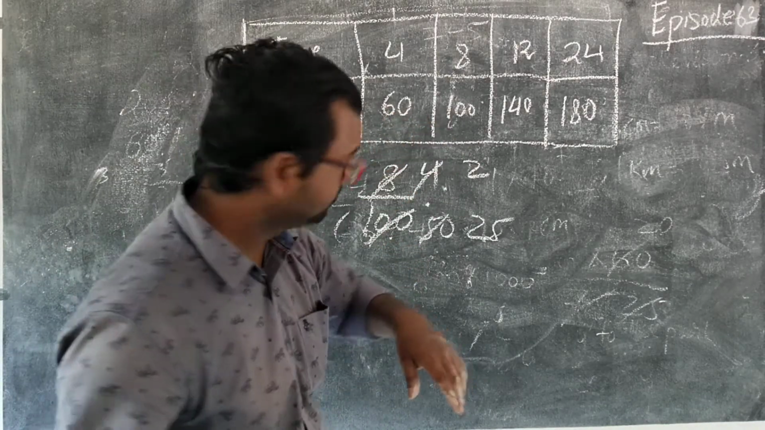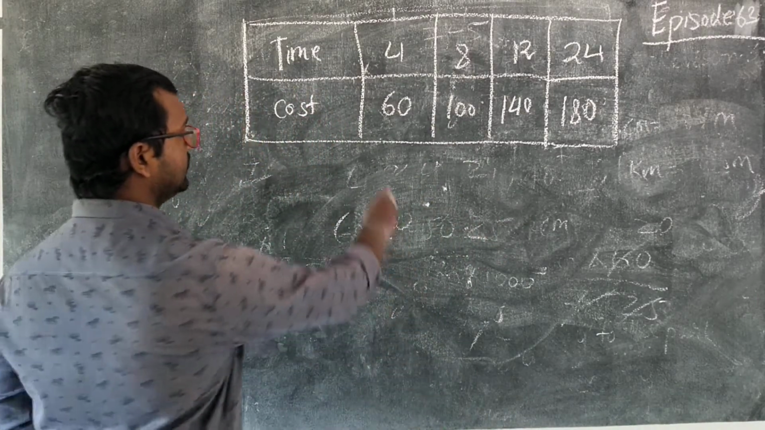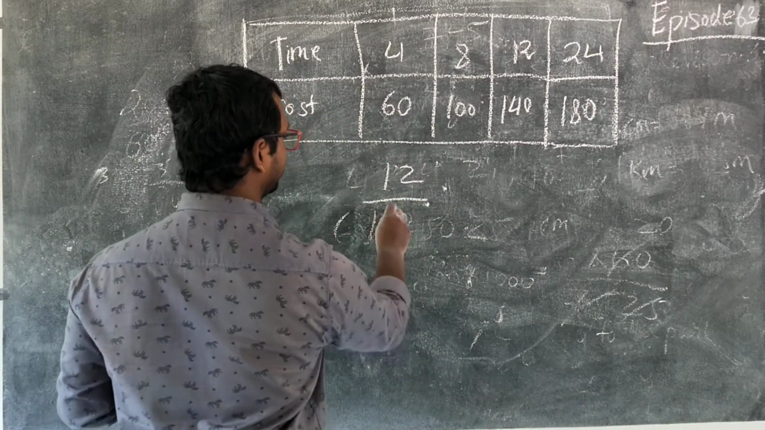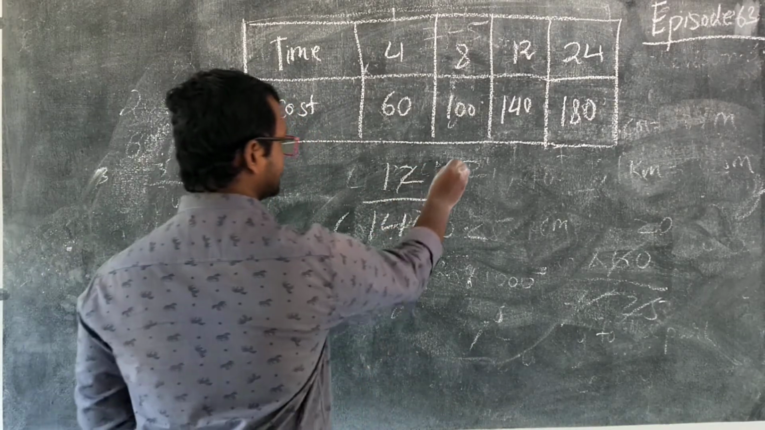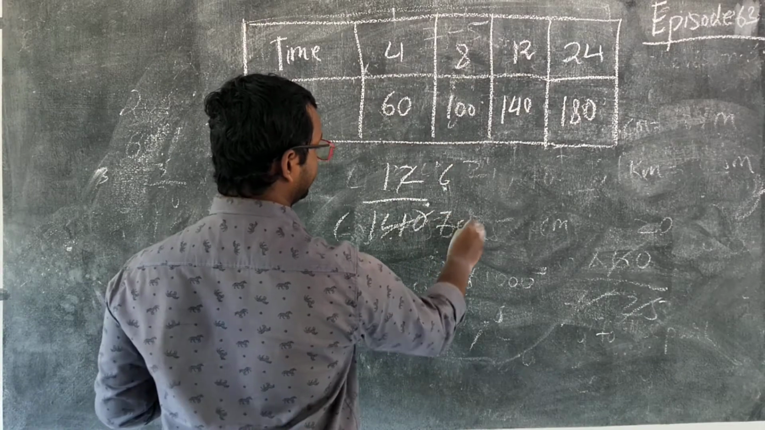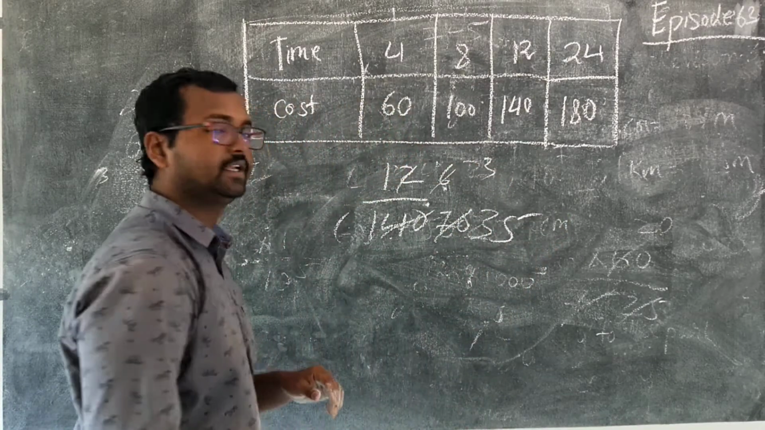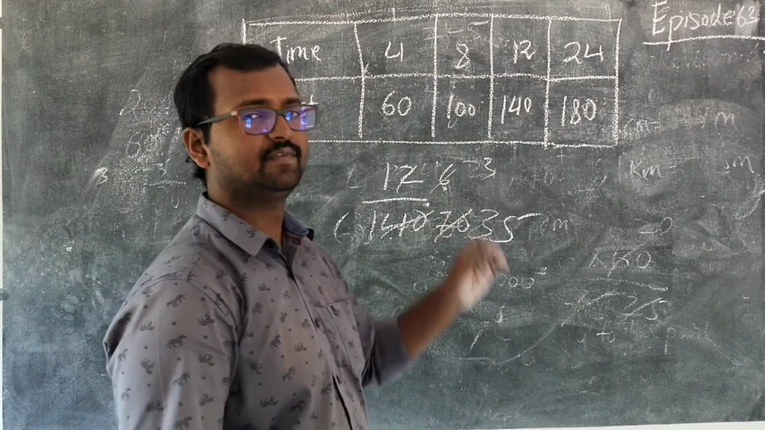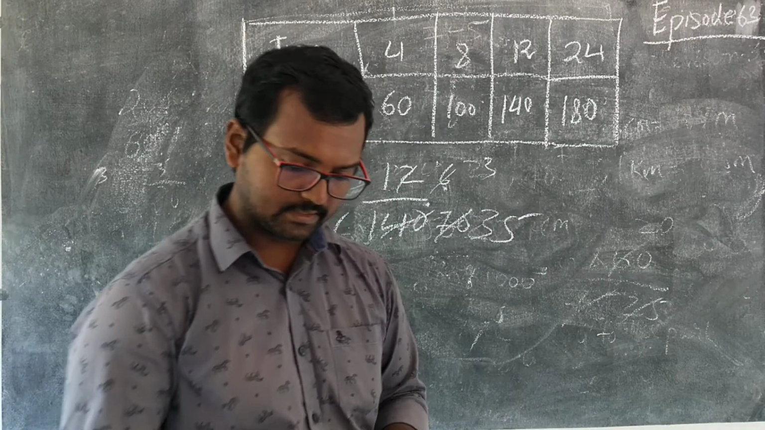Now let's see the third one. The third one is 12 by 140. If you divide it by 4, we will get 3 by 35. So obviously it is very clear that they are not in proportion. Okay. Now look at the second question.